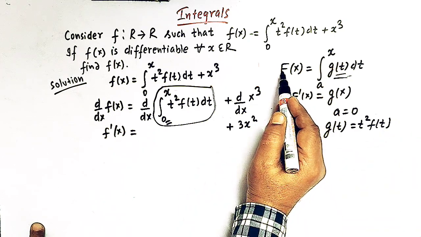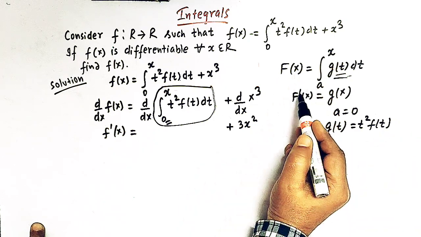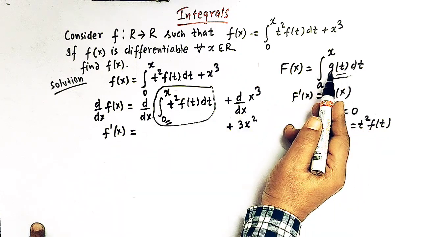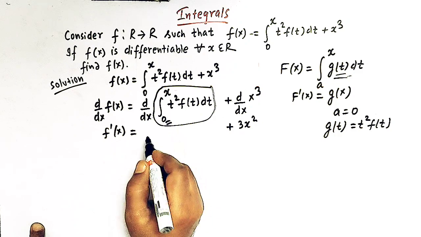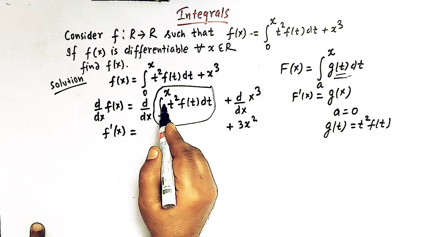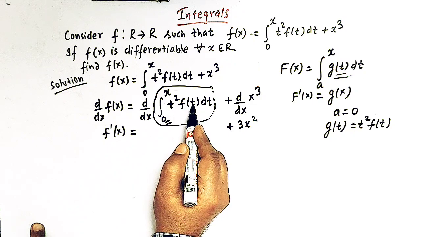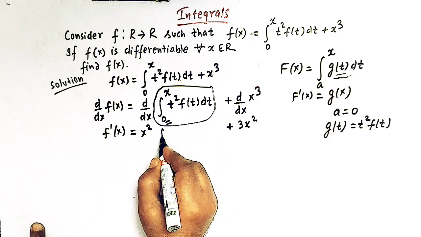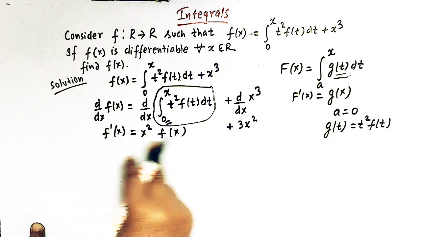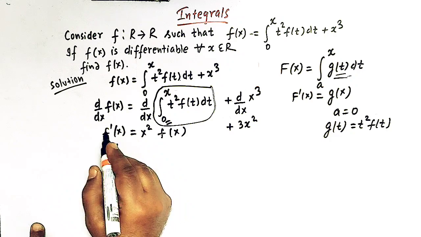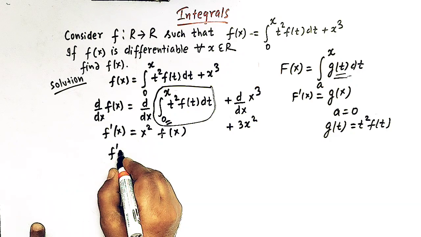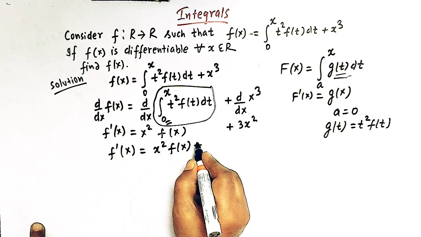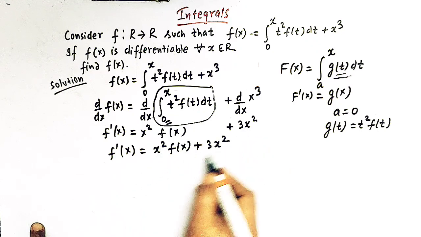So the derivative of capital F of x, that is F prime of x, is simply equal to g of x. Applying this rule to this integral, we simply have to replace all these t's by x. So we now have x square f of x. Now we have the expression for the derivative: f prime of x is equal to x square f of x plus 3x square.